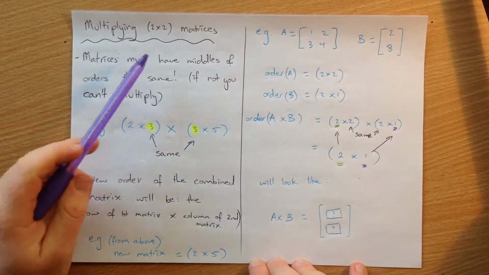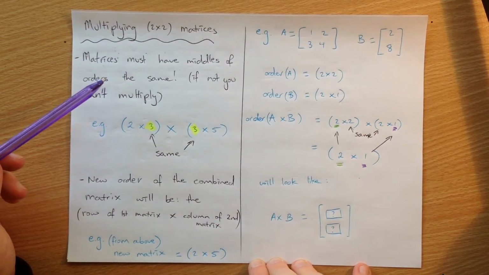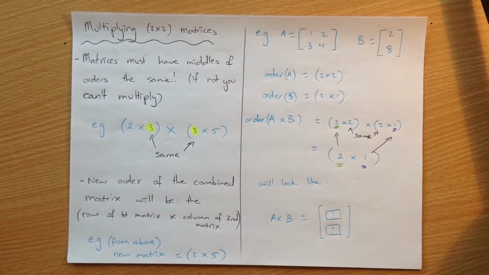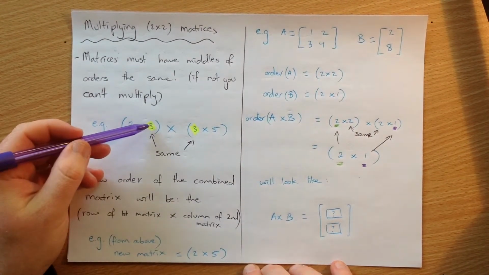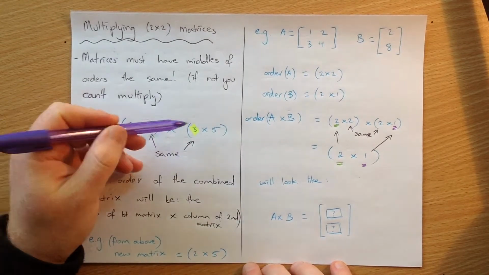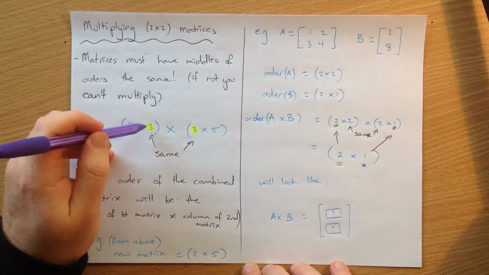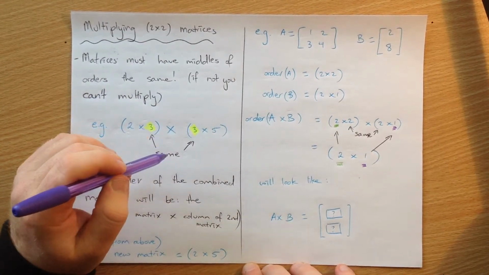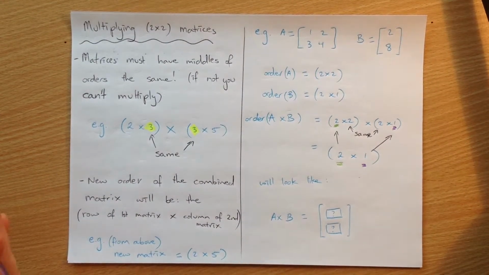Matrices, if you're going to multiply them, 2 by 2 ones is what we're looking at specifically, must have the middle orders the same. If they're not the same, you can't multiply them at all, period. So this first matrix, for example, is a 2 by 3 matrix, so this is the column here, and then the next one is a 3 by 5, so it's the row. So if the first column and the second row amount is the same, then you can multiply them. If not, you can't, end of story.